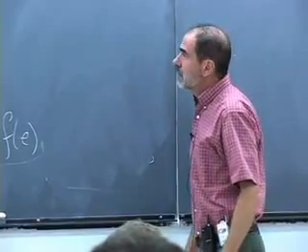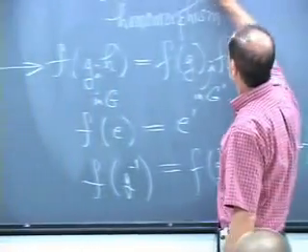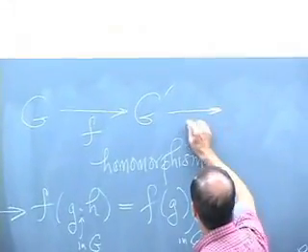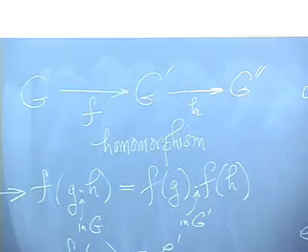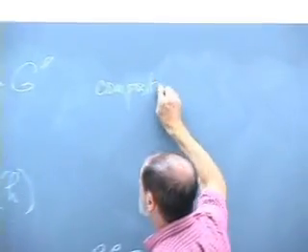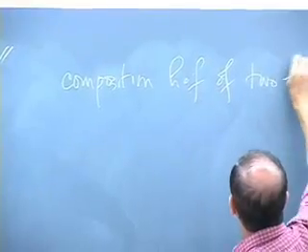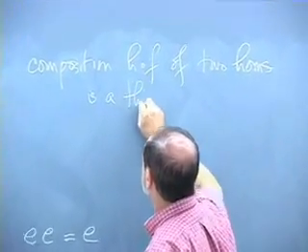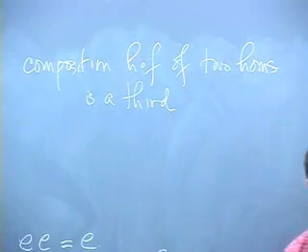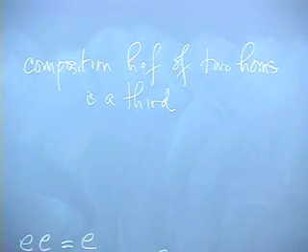Now, some important things about homomorphisms: if we have another homomorphism h to G double prime, then the composition h of f of two homomorphisms is a third. And we're going to see that a lot today, that when we compose two, because if you have this property for f and you have this property for h, you'll see that you have this property for the composition of the two.